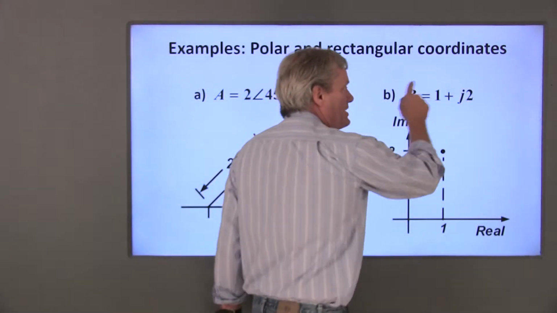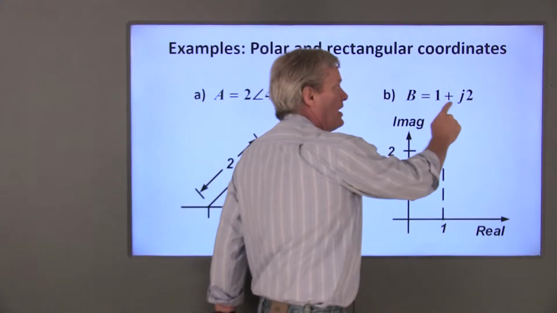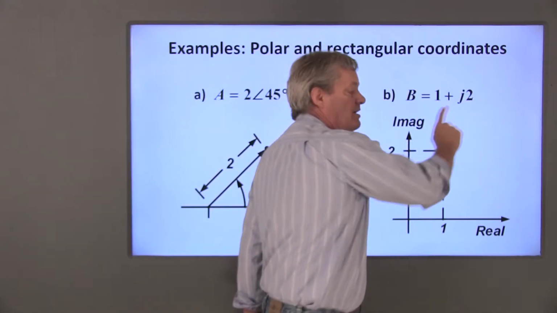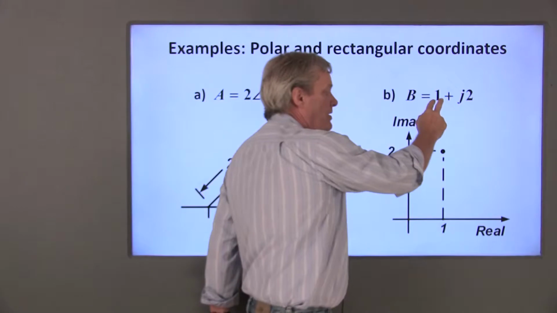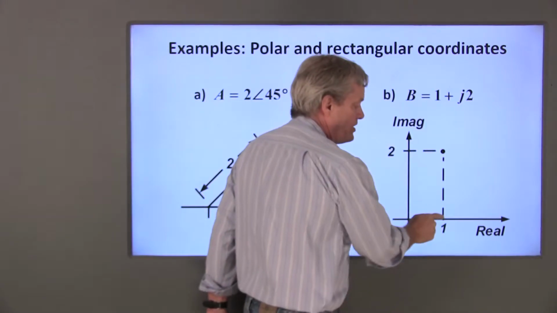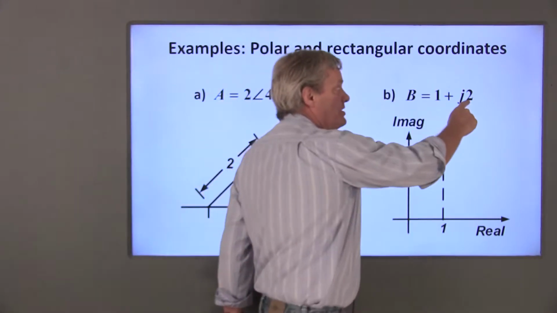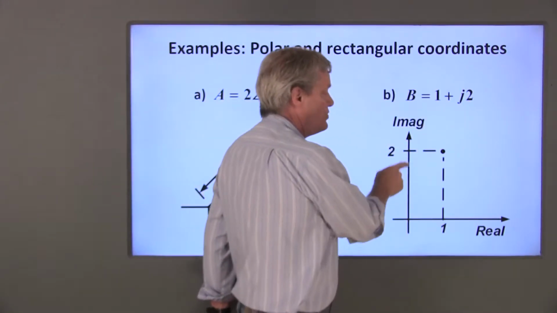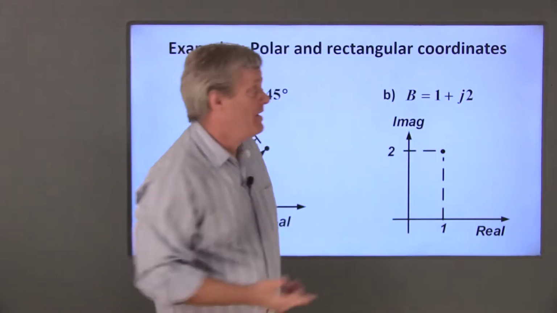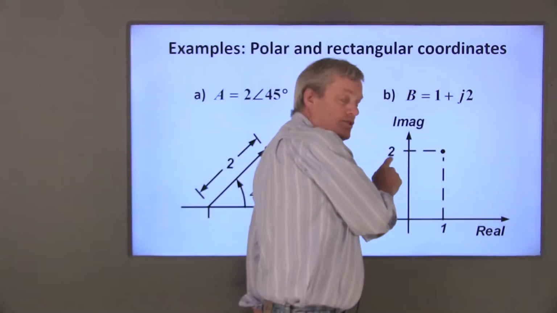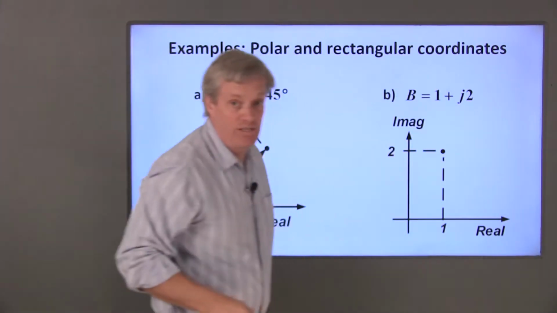This number is in rectangular coordinates. 1 plus j2 gives us a real and an imaginary part. So the real part is 1. That means the point is 1 unit from the origin on the x-axis, and the imaginary part is 2, which means it's 2 units in the imaginary direction. The j just tells us that this 2 is associated with the imaginary direction.